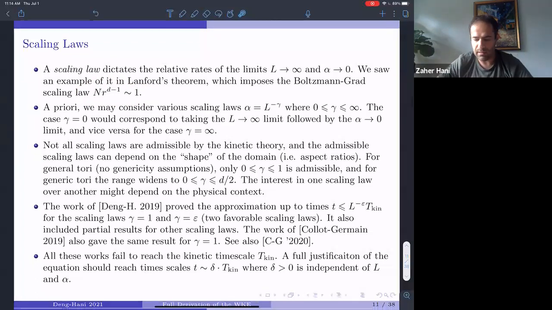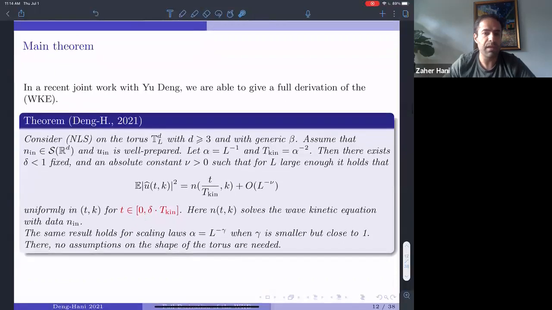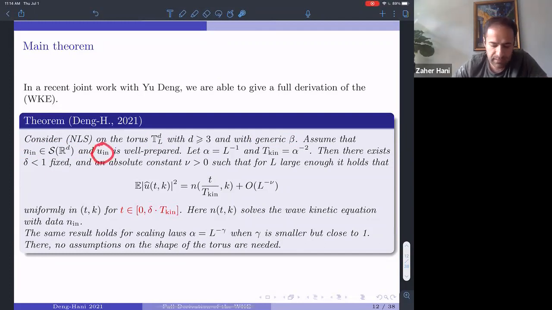Without discussing that, let me get to the main theorem, which is essentially a proof of this kinetic conjecture. It says the following. Consider the NLS on the torus T^d in dimensions greater than or equal to 3 and with generic aspect ratios beta. We take initial data for the wave kinetic equation to be a Schwartz function. Again, as we said before, this is an overkill; we just need finitely many Schwartz norms to be finite. And we take the initial data for NLS to be well prepared. What this means is that in Fourier space, it is given by random Fourier modes, as we described a couple of slides before.